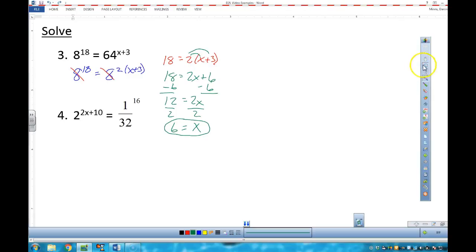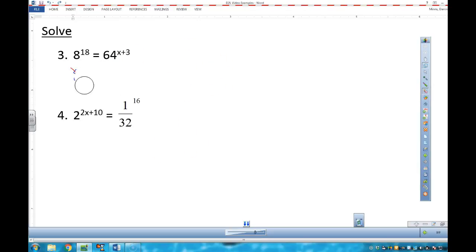Number 4 is a fraction. Fractions look scary. We know they're not. We've worked with them a lot in this section. We remember that a fraction simply means we're going to have a negative exponent. So I've got a 2 over here, and I've got a 32 here. And we think, what is 32 in terms of 2? Well, 32 is 2 to the what power? That's right, 32 is 2 to the 5th power.